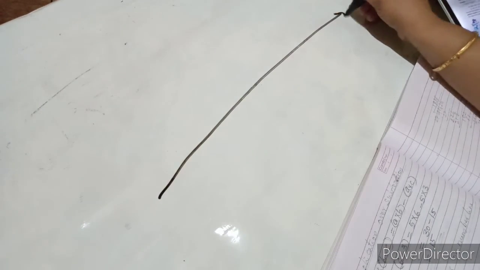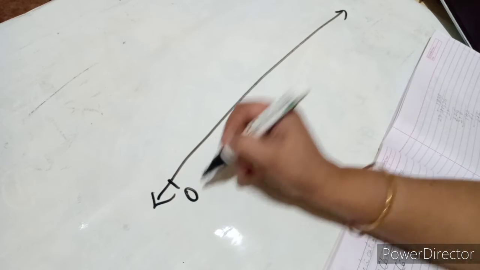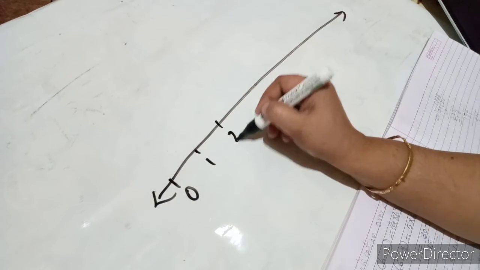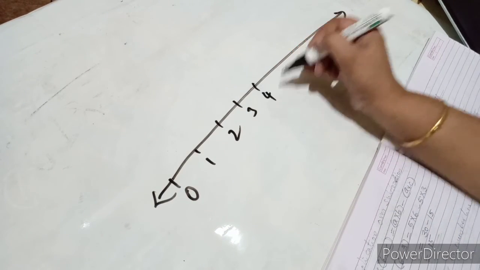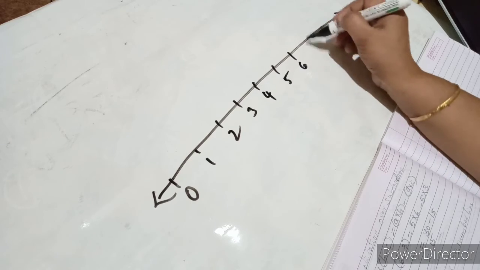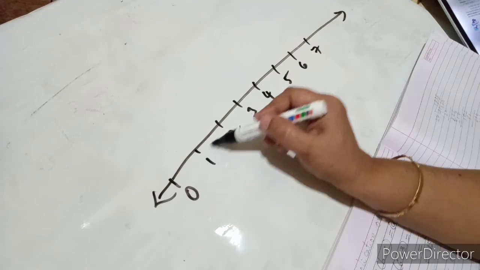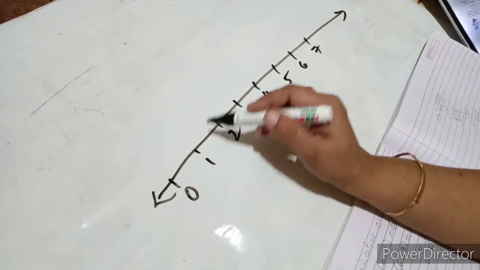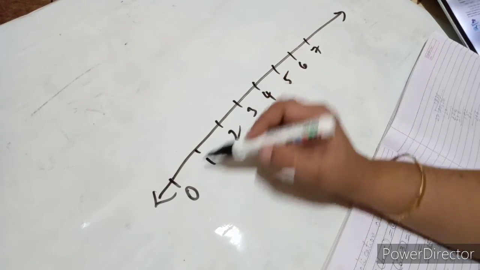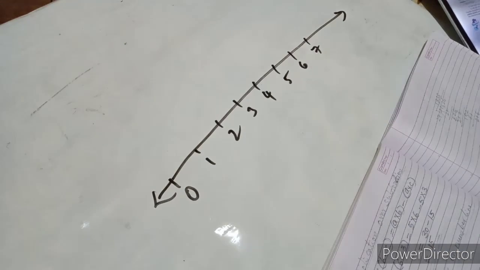Now next is whole numbers on the number line. That is nothing but we are usually starting with 0, 1, 2, 3, 4, 5, 6, 7, etc. We have to take the distances between two numbers, and we have to keep the same gap, same distance.